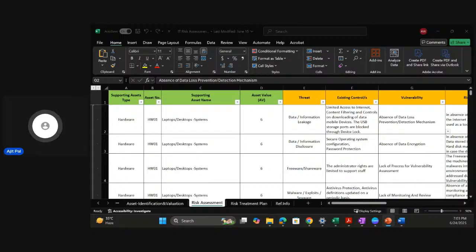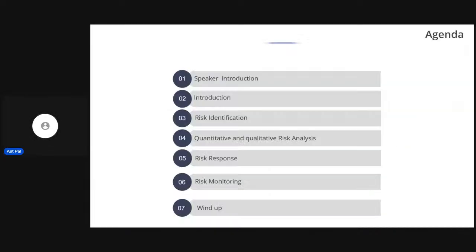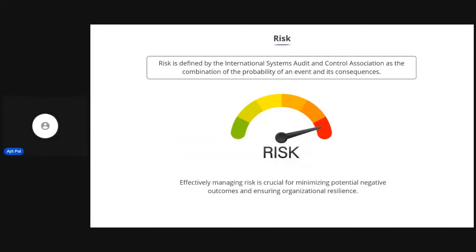What I will take you through in this session: a speaker introduction, which I have already given you. Then I will introduce what is risk, risk identification, risk analysis method, risk response, risk monitoring, and wind up.